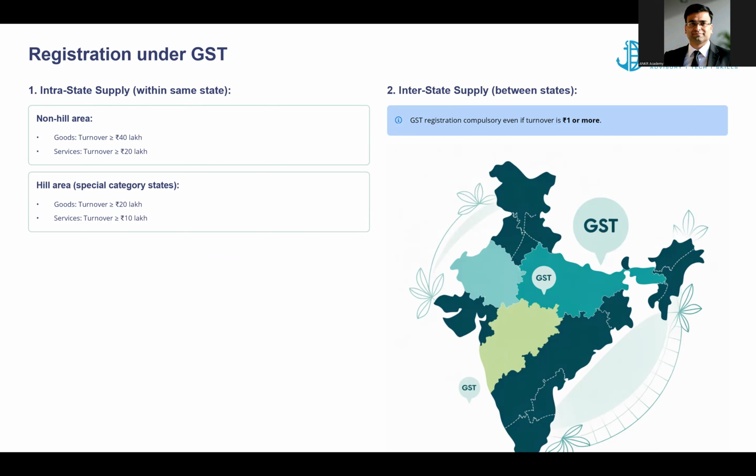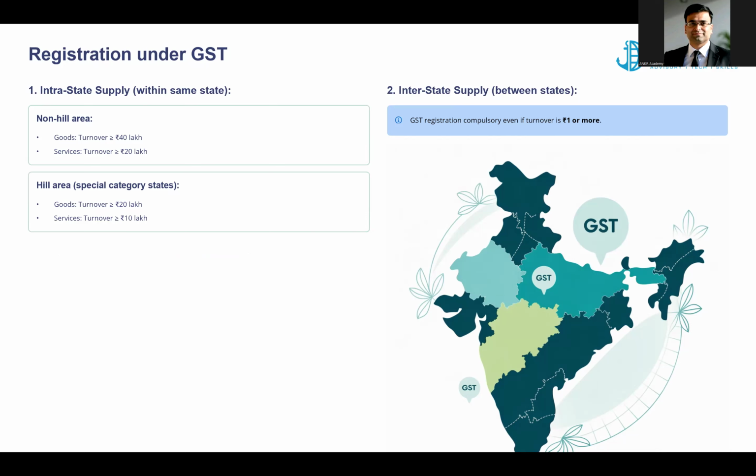However, if you are selling goods within the state, you will have to register based on a certain threshold, which is for non-hilly areas. There is a definition for hilly areas, right? For non-hilly areas, goods where turnover is more than 40 lakhs and services where turnover is more than 20 lakhs, you will have to register. So again, to simplify, in case of intra-state sales, that means within the state, if you are only dealing in goods and your turnover is more than 40 lakhs, then you have to get yourself registered under GST. However, in the case of services, that is 20 lakh rupees, right?